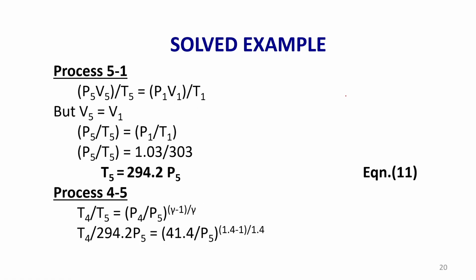Next, for the process 5 to 1, we can write P5 V5 by T5 equal to P1 V1 by T1.